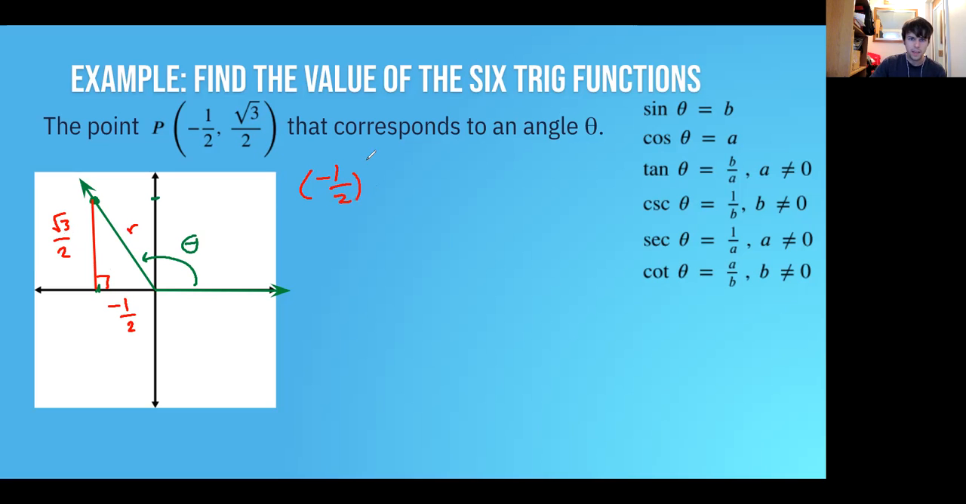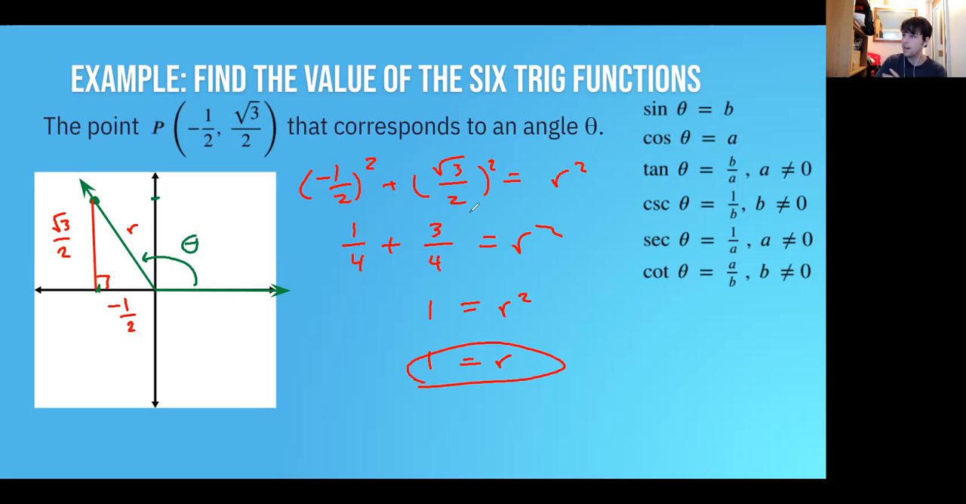So a squared plus b squared equals the radius squared, c squared. Quick Pythagorean theorem here. (-1/2) squared is actually 1/4, plus (√3/2) squared is 3/4, equals r squared. 1/4 plus 3/4 is 1. And then the square root of 1 is in fact 1. So we did demonstrate that this point is in fact on the unit circle, and so that this radius would actually be 1.